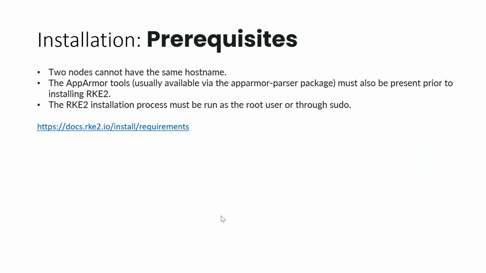Some of the prerequisites, in order to set up RKE2 in a cluster environment: you need multiple host servers, and they cannot have the same name. AppArmor you can keep enabled or disabled, that's up to you. And then root access. Detailed requirements we have in the documents also.